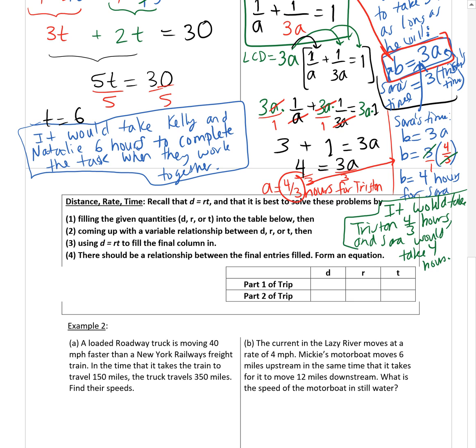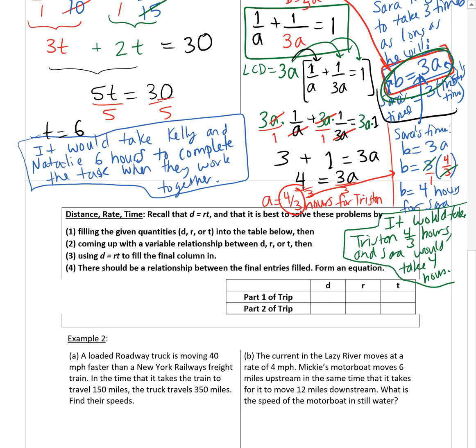Alright, but if you were worried about mixing those up, wait, I don't know if I would have put B equals 3a, I think I would have accidentally put A equals 3b. But when you're done solving, you'd get the same answer, it's just Tristan's number and Sarah's number would be opposites. So you would have found that Tristan took 4 hours and Sarah took 4/3 hours.